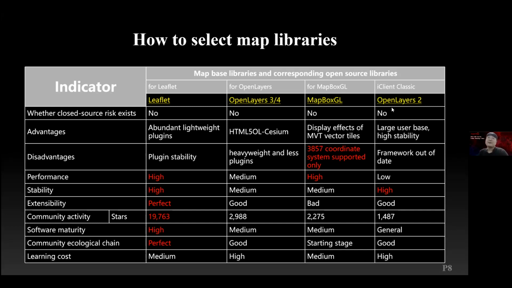And for others like Mapbox GL and OpenLayers 2, of course you can choose by yourself. I suggest the advantage of Mapbox GL is displaying the effects of MVT vector tiles. It has very good performance to display vector tiles. And iClient Classic, which is based on OpenLayers 2, has a large user base and high stability, because we have been researching this product for around 10 years.